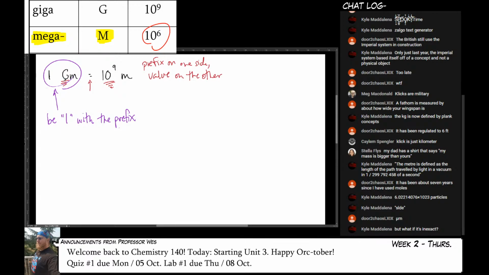All right, let me get this color back here. So let's write another one for mega over here. So I got a megameter. And yeah, the capital M and the lowercase m do need to be differentiated from each other. So in 1 megameter, how many meters would I have? Well, since mega on the chart is 10 to the 6, we would put 10 to the 6 right there.